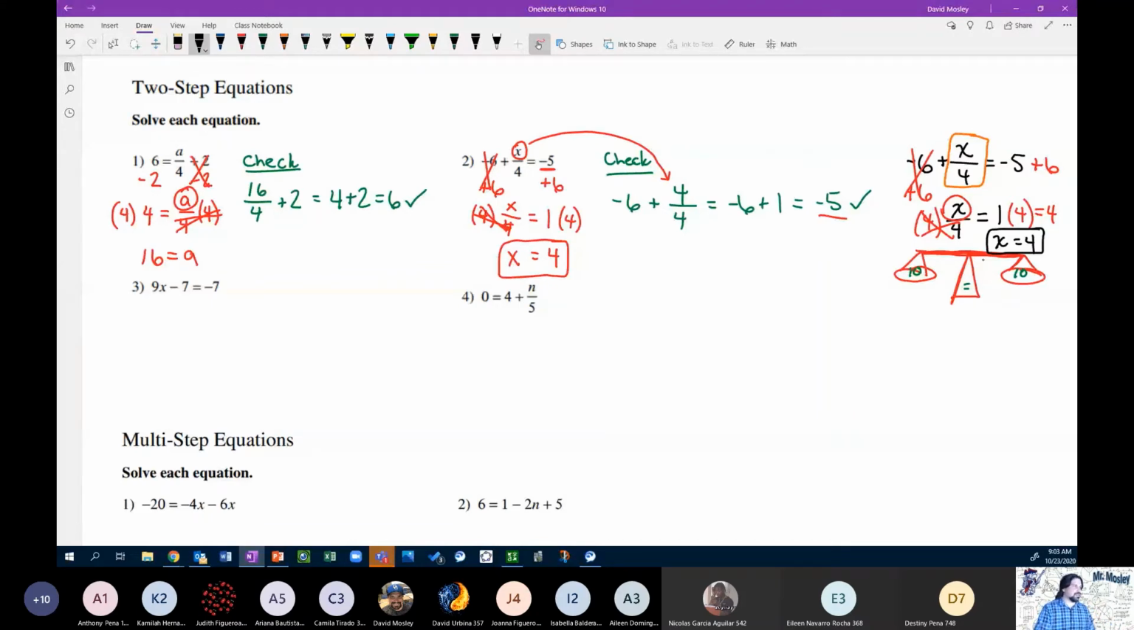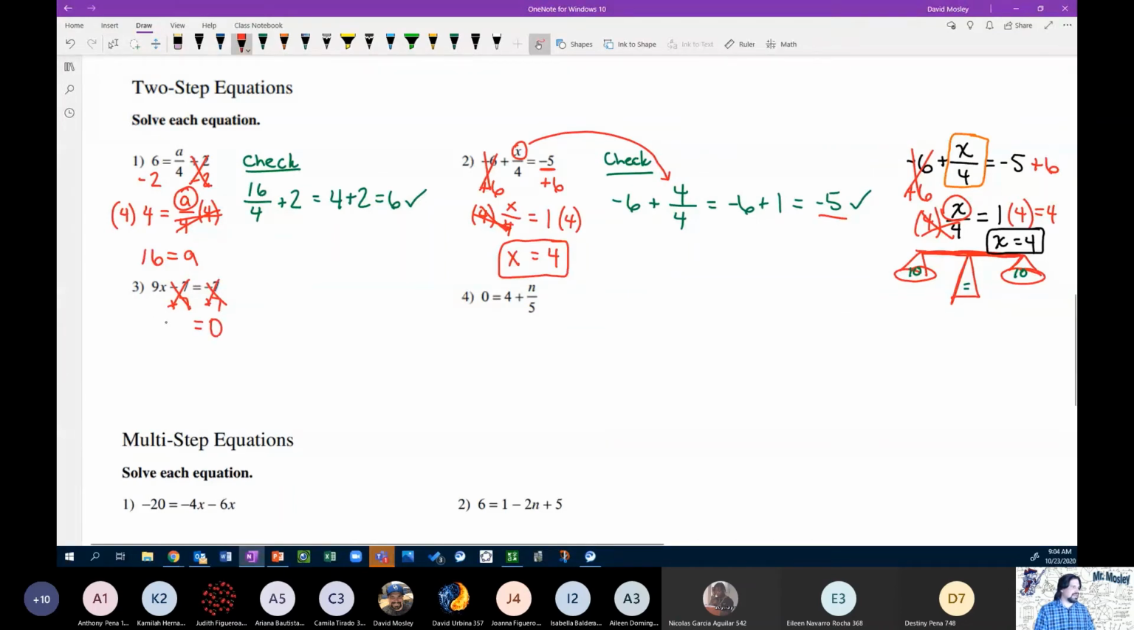Okay, let's look at our next one. We have 9x minus 7 equals negative 7. This is going to be an interesting one. So we have no parentheses, we have no like terms, so that means we go to addition or subtraction. Our first step will be to add 7 to each side. That means the minus 7 plus 7 goes away. Negative 7 plus 7, that's going to be a 0 on that side too.